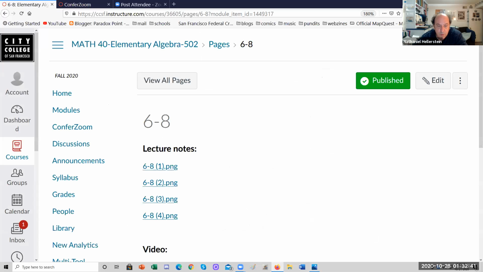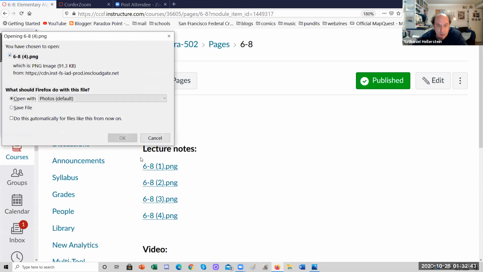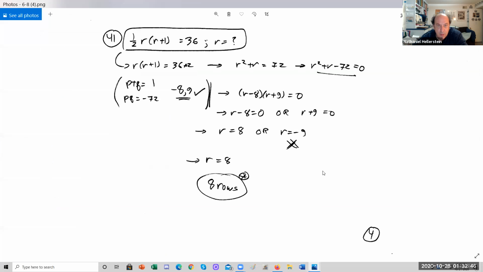Let's see, one more. This is something about the rows in a triangular array and how many dots are in all those rows. The formula is 1/2 r times r plus 1. When is it equal to 36? For what value of r? When I put a semicolon here, that's not a mathematical expression, that's punctuation: statement, semicolon, question. So given this, what is r?